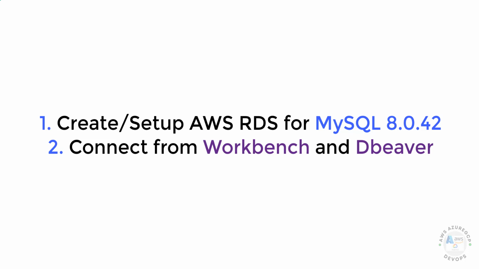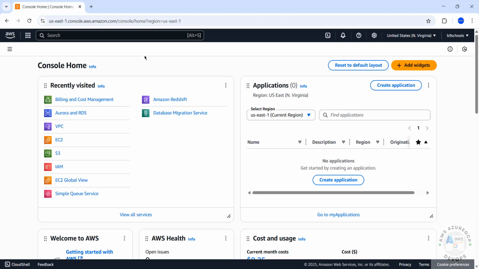Hello guys, in this video we will see how to create or set up AWS RDS for MySQL Server 8.0.42. Then we will connect from DBeaver or MySQL Workbench. Okay, see, I have connected to the AWS console.